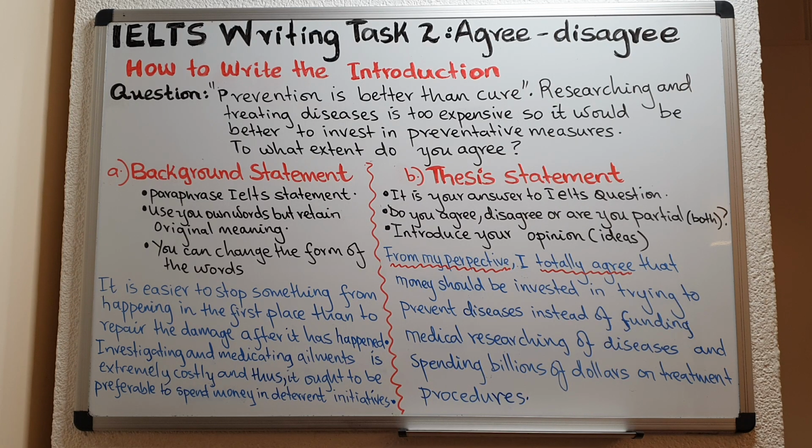Option number 2, you can disagree with a statement 100%. Option number 3, you can agree and disagree with a statement 100%. So to what extent do you agree? It means you either agree or disagree or agree and disagree.